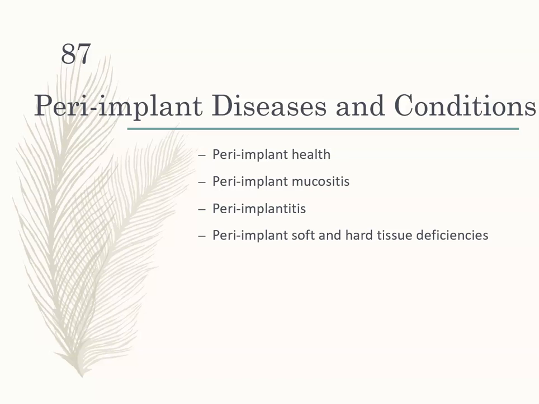The last category in the classifications is peri-implant diseases and conditions. So we have peri-implant health, peri-implant mucositis, which is like gingivitis, and peri-implantitis, which is like periodontitis. Peri-implant soft and hard tissue deficiencies refer to reduced dimensions of the alveolar bone or ridge that occur during the healing process after tooth loss. So once you've lost your tooth, the bone is reducing in its dimensions, it's resorbing, and the ridge is resorbing, because there's no tooth.